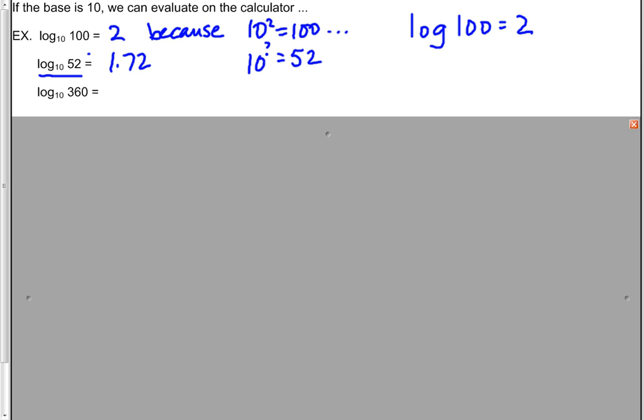Log base 10 of 360 is 2.56. That makes sense because 10 squared is 100, 10 cubed is 1,000, and 360 is between the two.